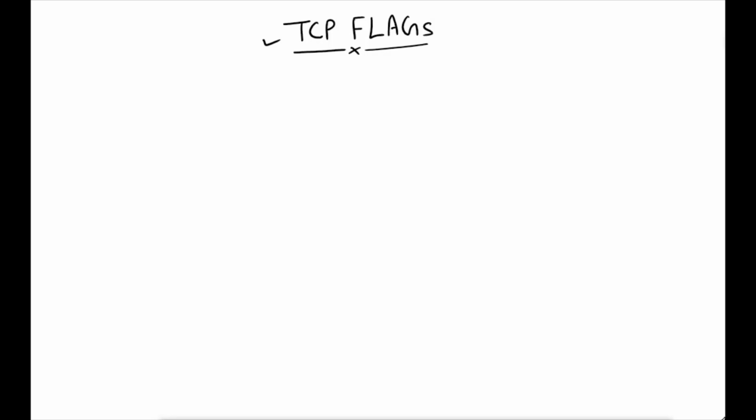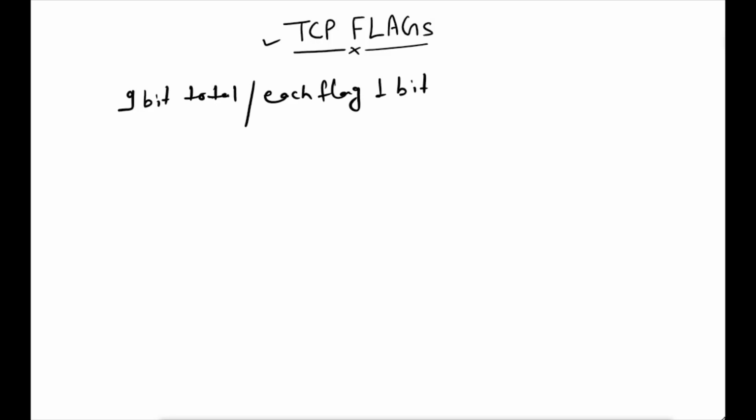TCP flags are various types of flag bits present in the TCP header segment. Each flag has its own importance. Also, the flag segment is 9 bits total, and each flag is 1 bit.